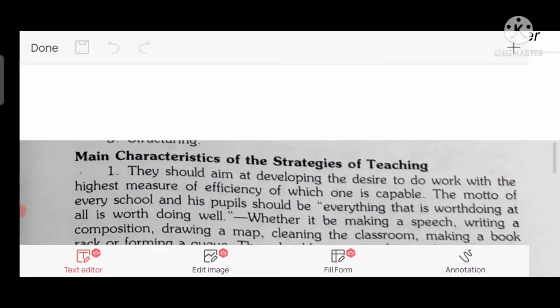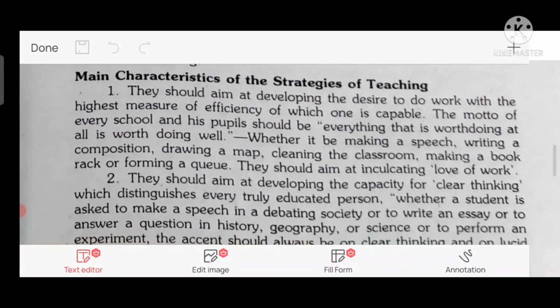After that, we'll see the main characteristics of teaching strategies. Point number 1, they should aim at developing the desire to do work with the highest measure of efficiency of which one is capable. The motto of every school and its pupils should be: everything that is worth doing at all is worth doing well.